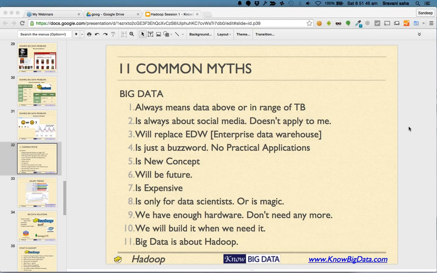Next is, we have enough hardware, don't need any more. This is a very common excuse, because of the psychology people have developed over a period of time, that anything to do with a new database or new computing would eventually lead to purchasing of hardware. But in case of big data, that's not the case. You can utilize the existing hardware in a really, really robust fashion. You do not have to buy new hardware.